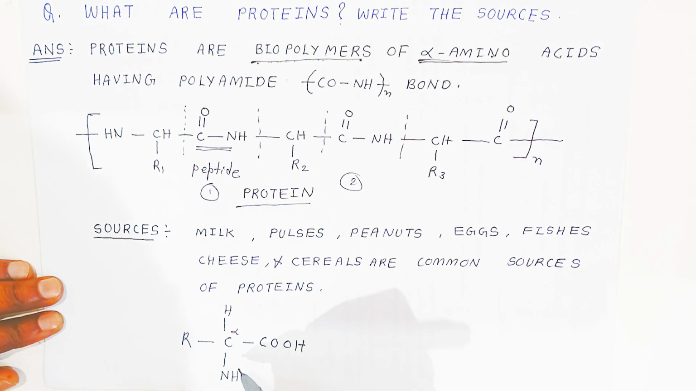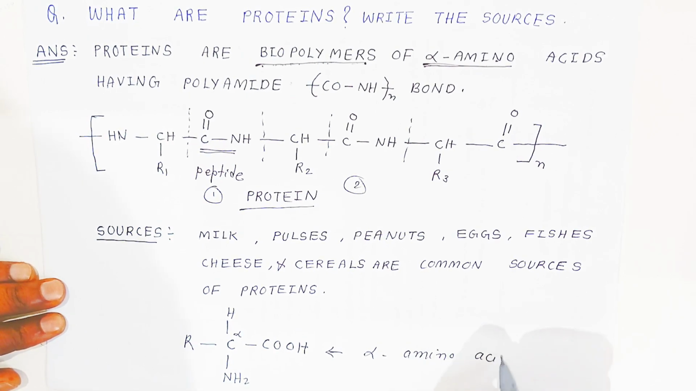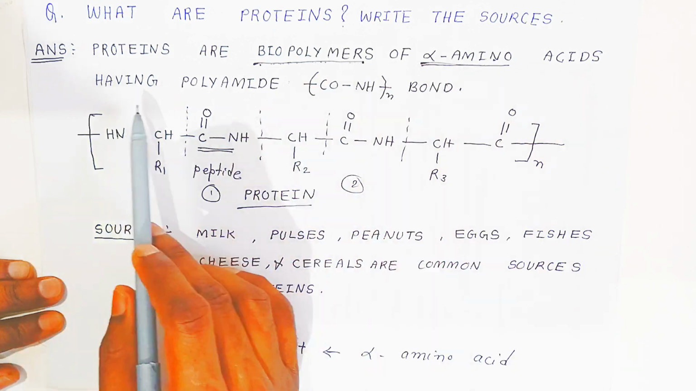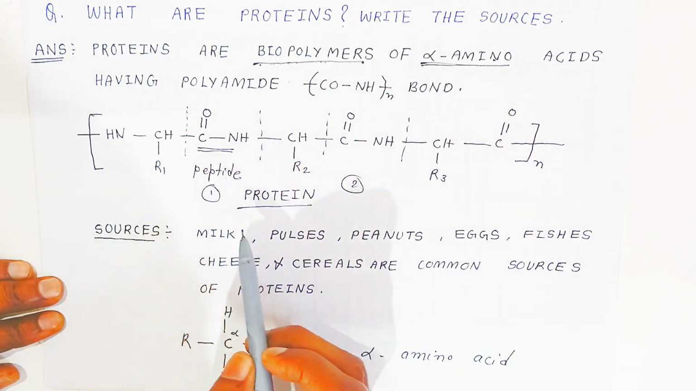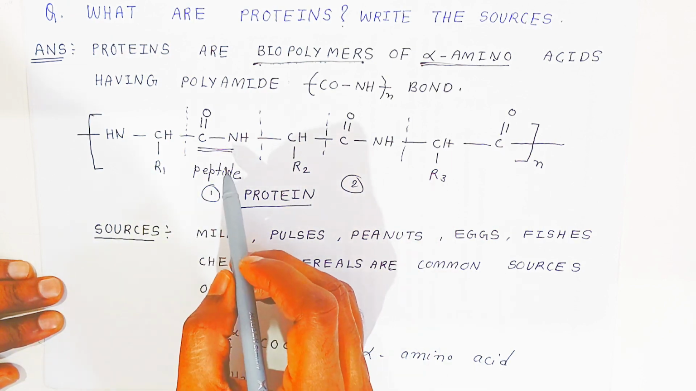Understanding students? So this is the alpha amino acid. Understanding, this is called as what? Alpha amino acid. So students, proteins are biopolymer of alpha amino acid having polyamide bond. So here students I have shown here the amino acids are joined by the polyamide bond.